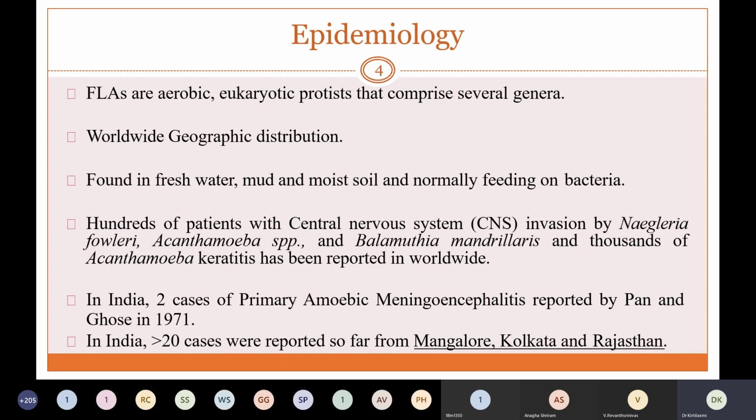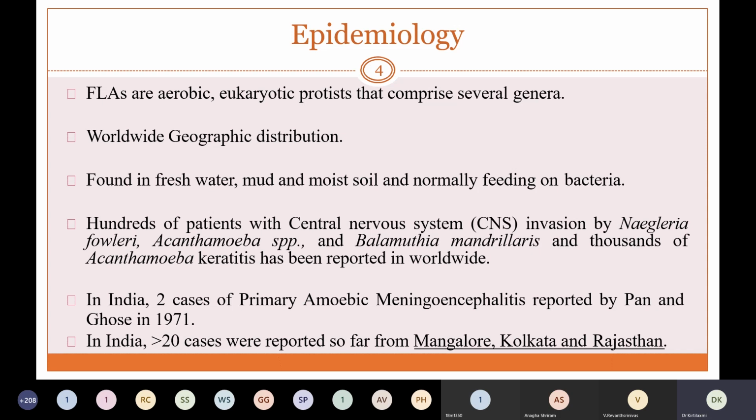Next, coming to epidemiology, these free-living amoebae are aerobic eukaryotic protists that comprise several genera. What are the different genera available? I have already told you: Acanthamoeba, Naegleria, and Balamuthia. They are seen worldwide, especially in tropical countries, because that temperature flourishes most organisms. They are found in freshwater, mud, and moist soil, and they feed on bacteria.